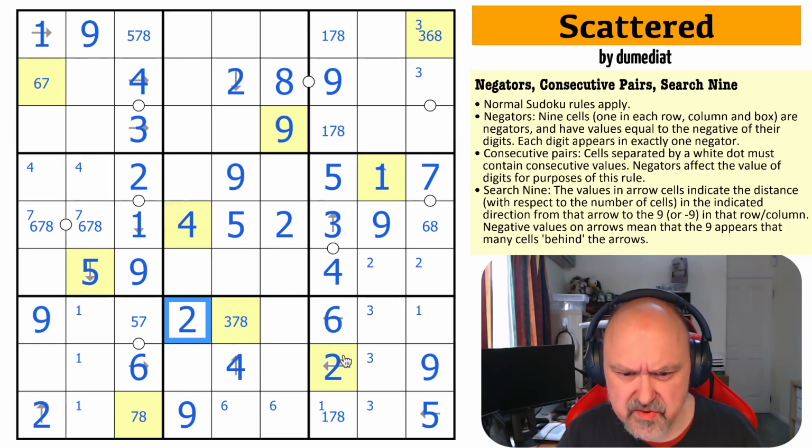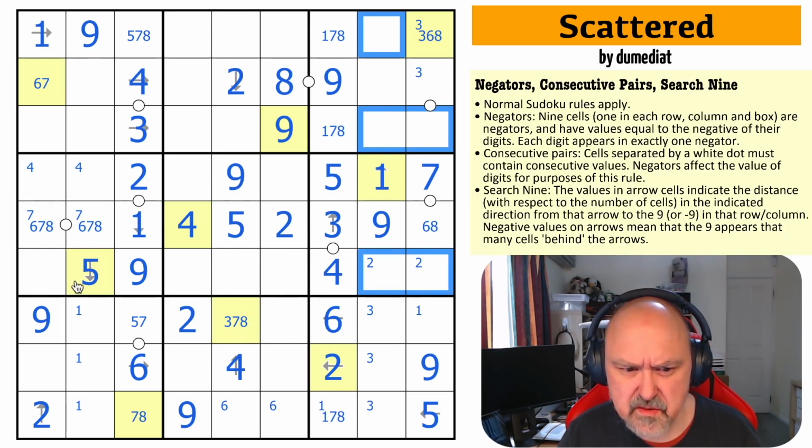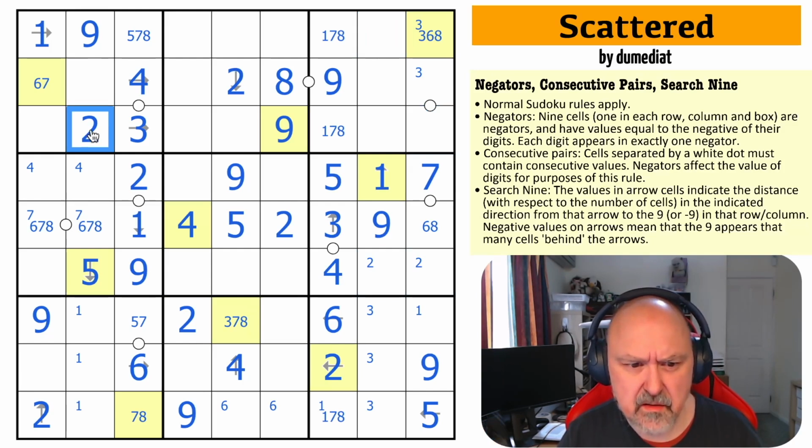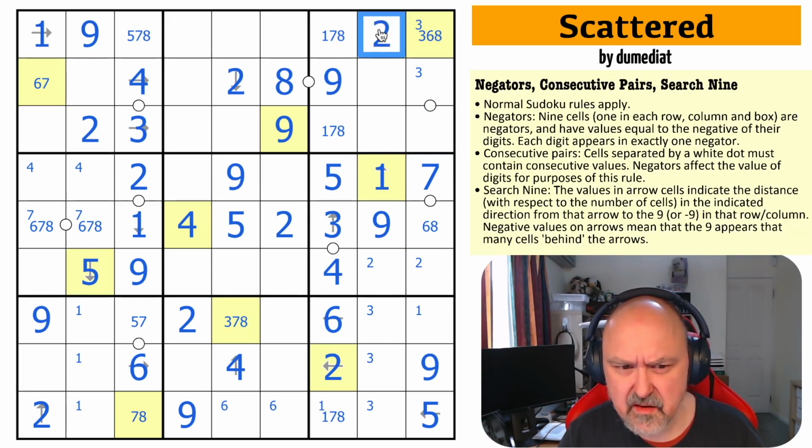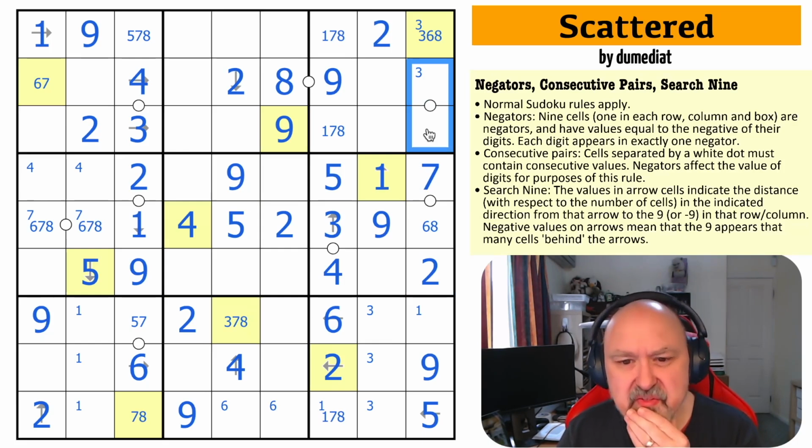How am I doing on 2s? 2, 2, 2, 2, 2. 2 is in one of those. 2 is in one of those. Oh, hang on. 2 is right there. So 2 is there, which means 2 is there. I probably want to look at 4 now, because I really want to get 3 off this.